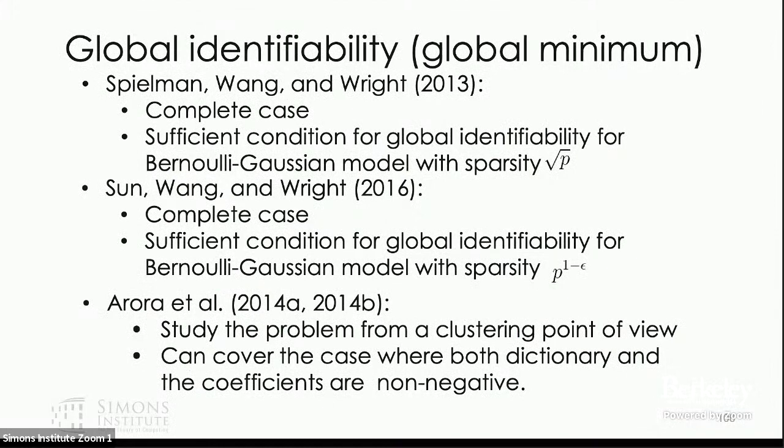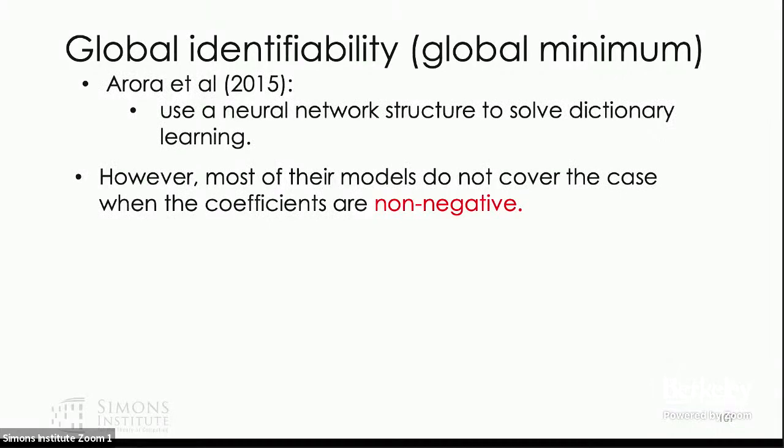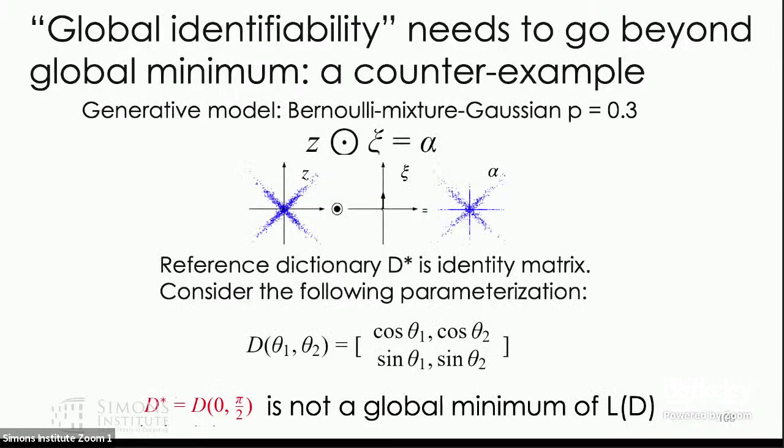So for global identifiability, people just define it through the global minimum. And there are various conditions, like constraints on the sparsity. The Arora paper starts with some clustering, and then they do negative coefficients. And then here's a counterexample, where you can see that the global minimum is not the generating reference distribution.